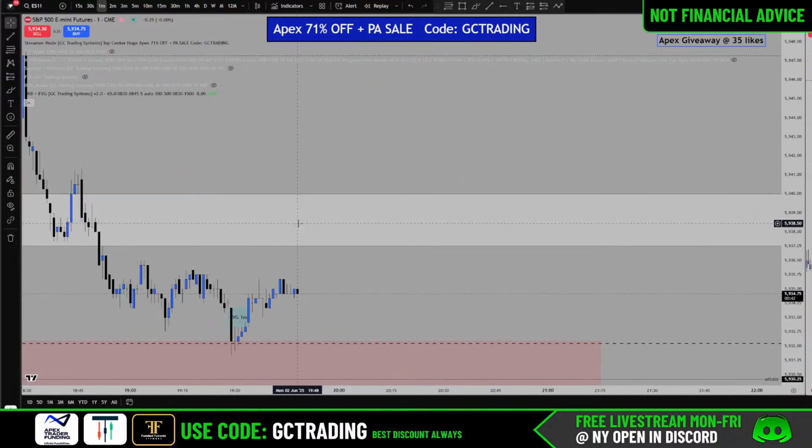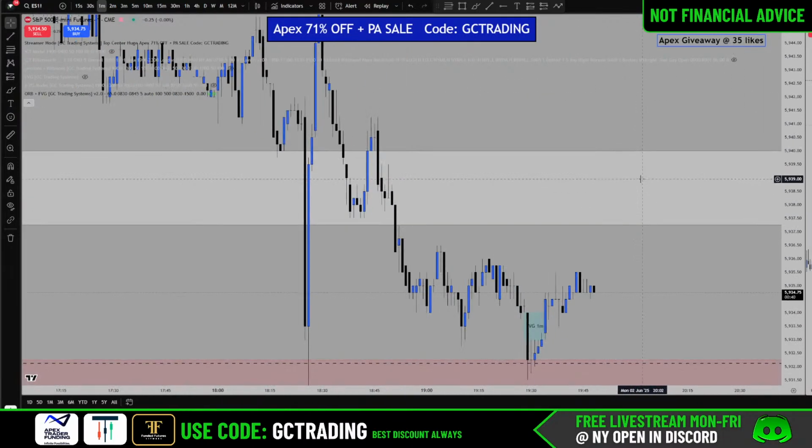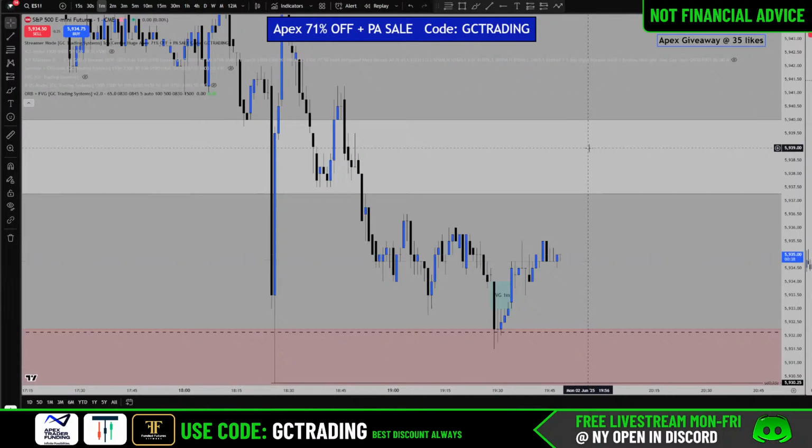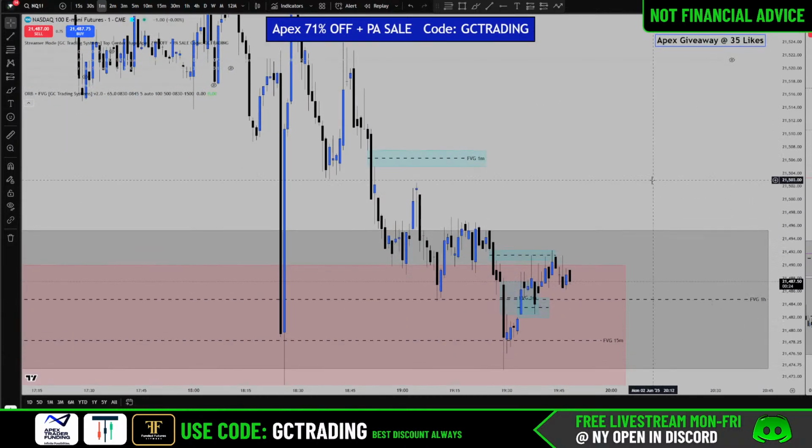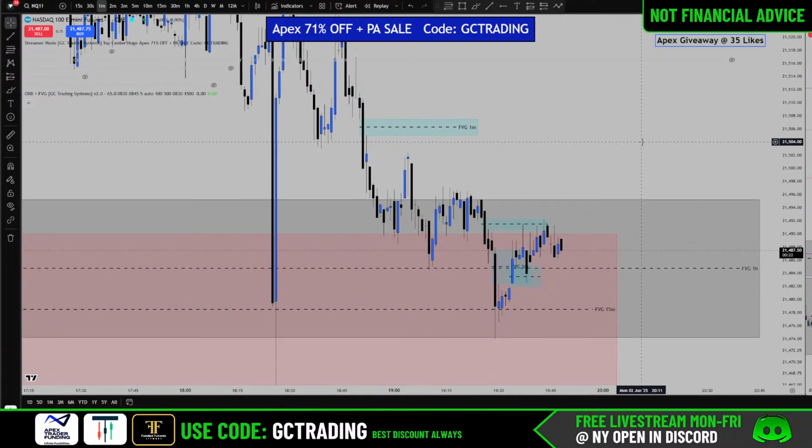Yeah, so right now price is dead. This is no bueno price action. I don't want to trade this. I do not want to trade this. What's up, Robert? How's it going?